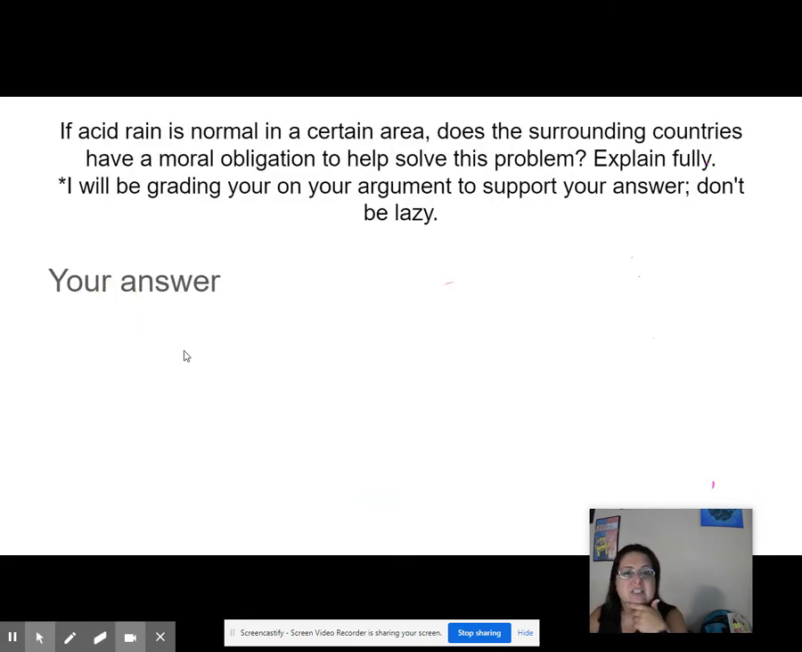So here's a question. If acid rain is normal in a certain area, do the surrounding countries have a moral obligation to help solve this problem? So I am asking you, if Houston were to have acid rain regularly, would Mexico be obligated to help the U.S. help Houston get rid of that air pollution?